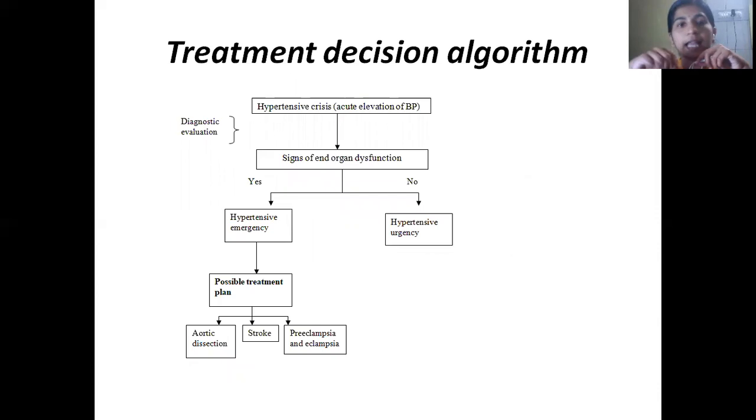Then the treatment decision algorithm. If the patient is already a hypertensive crisis patient, are signs of end organ damage there, yes or no? We will find signs through diagnostic evaluation like proteinuria test or CT, MRI, everything. If end organ damage is there, yes, then we will call it a hypertensive emergency, and this will lead to a possible treatment plan for aortic dissection, stroke, preeclampsia or eclampsia management. If there is no target organ damage, we will group it as a hypertensive urgency case.